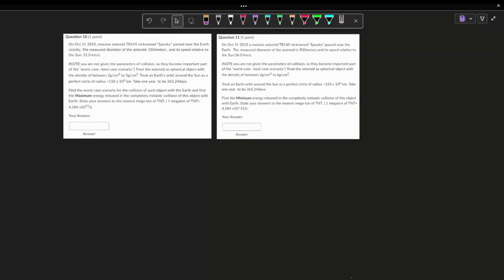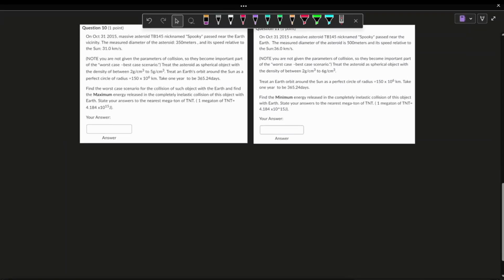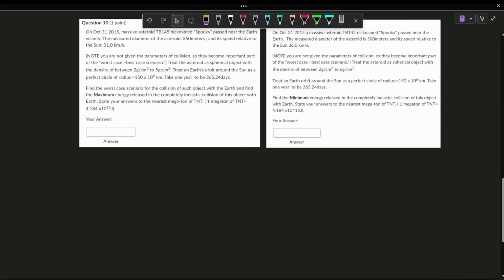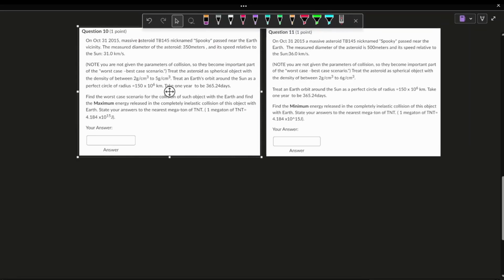Right, so the question asks, what is the maximum and minimum amount of energy an asteroid can have during a completely inelastic collision with the Earth? So we know we have an asteroid called TB145. We want to find the maximum energy and the minimum energy for a completely inelastic collision.